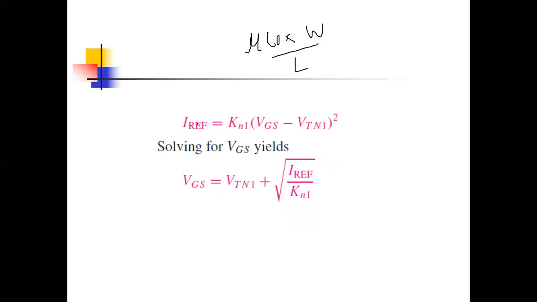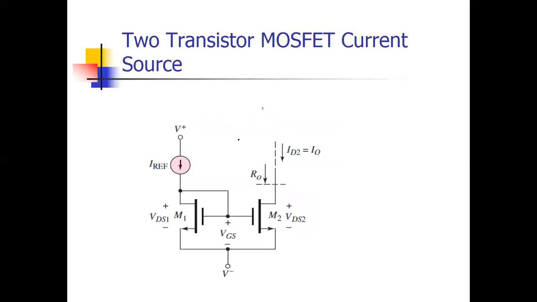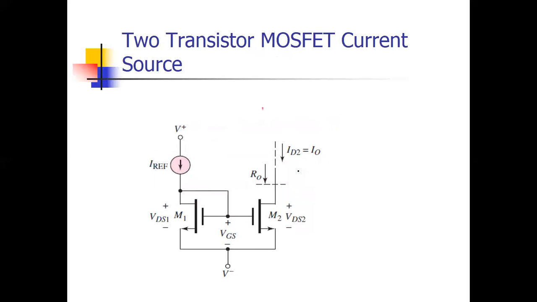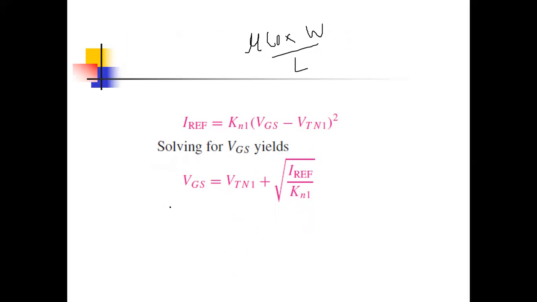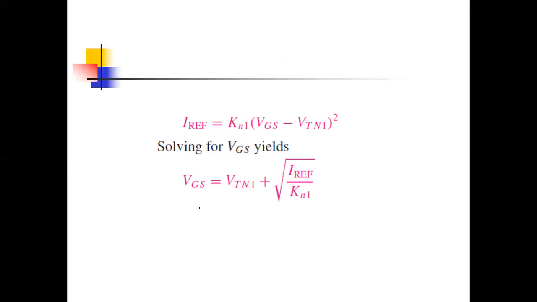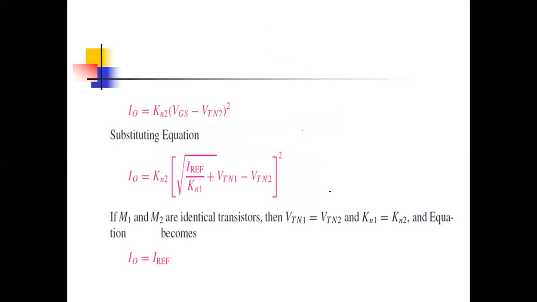So I reference equals Kn1, because we are taking one MOSFET, into VGS minus VT1 whole square. Now we want to calculate I naught. From this equation you can easily calculate VGS, because Kn1 will go to the other side under the root and VT will be plus. Simply rearrange this equation and you will get VGS equals VTN1 plus under root I reference upon Kn.